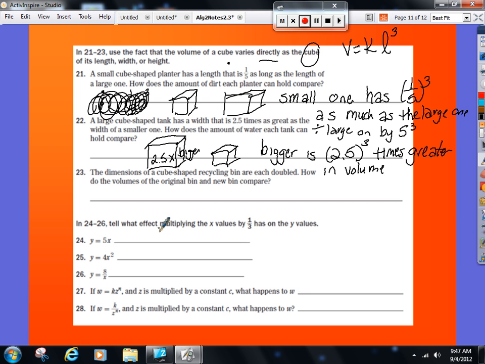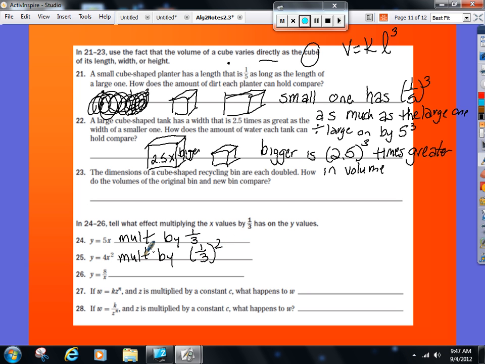The dimensions of a cube-shaped recycling bin are doubled. How do the volumes? Same thing. 2 to the third. I think you get the idea. Okay, tell what effect multiplying x values by 1/3 would have on y values. This is direct. So if I multiply the x by 1/3, what am I going to do to the y value? Multiply by 1/3.